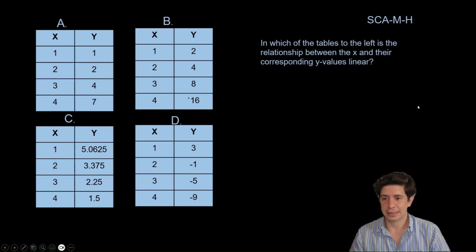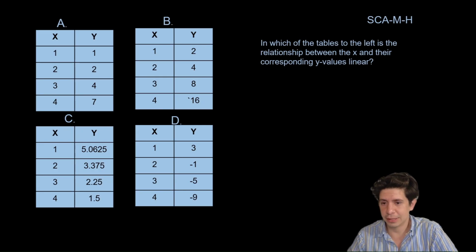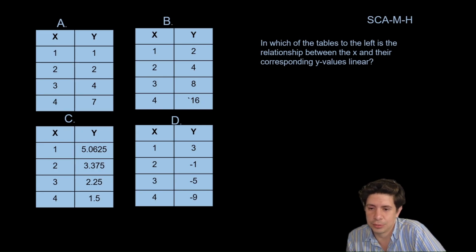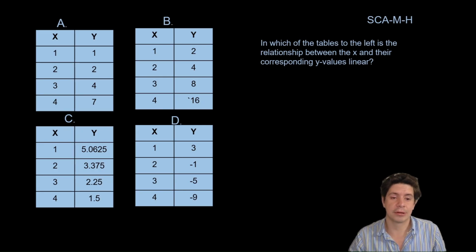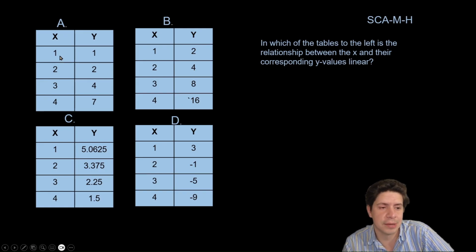Now we have SCA, MH, and which of the tables to the left is the relationship between the X and the corresponding Y values linear? So here we're comparing charts. So linear means it's going up by the same amount every time. Let's look at A. 1, 1. So when we go up one here, we go up one here. Okay. When we go up one here, we should go up one here if it's going to be linear, but we double. So it's not linear there.